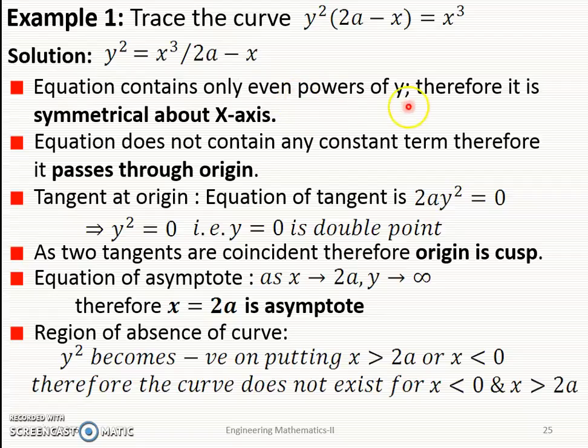Equation contains only even powers of y, therefore it is symmetrical about x-axis. This is our first conclusion. So we check the symmetry. Now we check out whether that curve passes through origin or not. So equation does not contain any constant term, therefore it passes through origin.